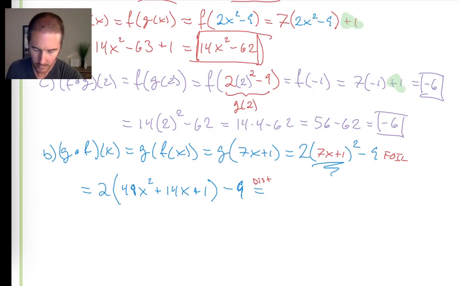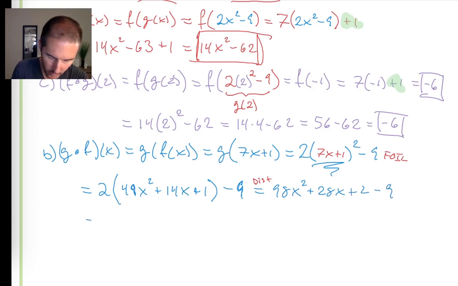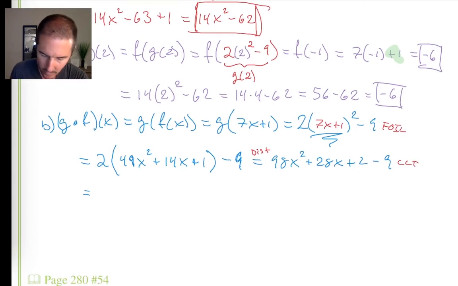That gives us 100 minus 2 is 98x squared. That's a lot of x squareds. Plus 28x plus 2, and there's the minus 9 still. And then lastly, we will combine like terms, CLT for combine like terms. Just the 2 minus the 9 is all we have to do now. 98x squared plus 28x minus 7.